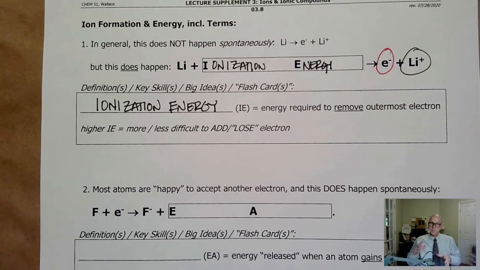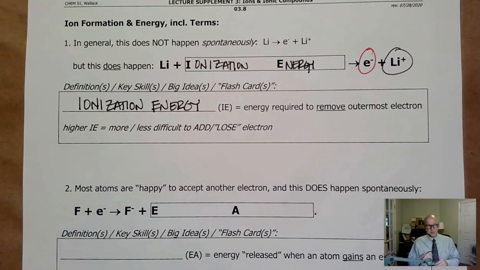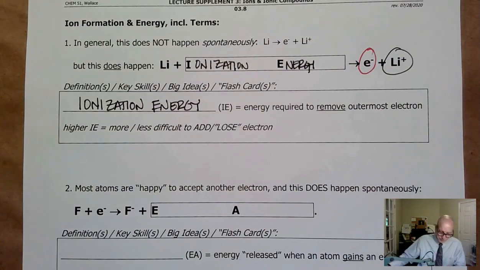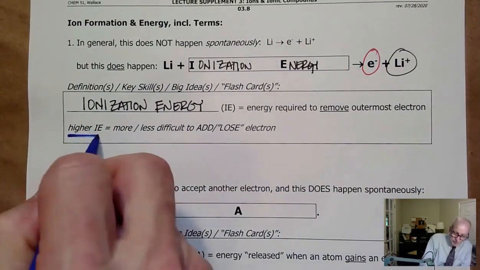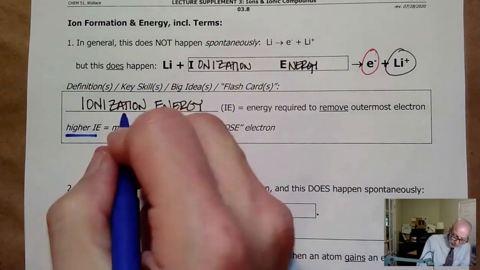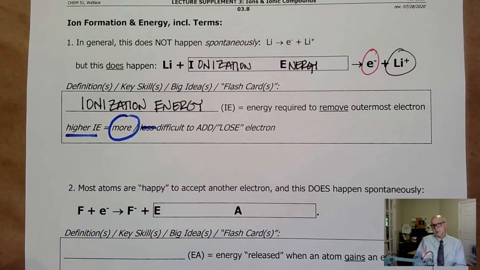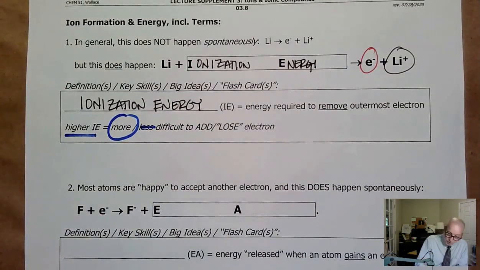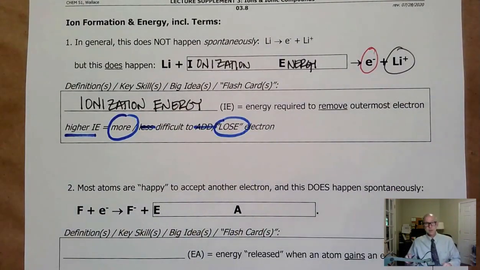So maybe we can compare atoms based on how much energy it takes to remove that outermost electron. If I find one that has higher ionization energy, it requires more energy. It's more difficult to remove or lose that electron. And we're going to be able to use something in chapter 2 and make a whole bunch of cool predictions.